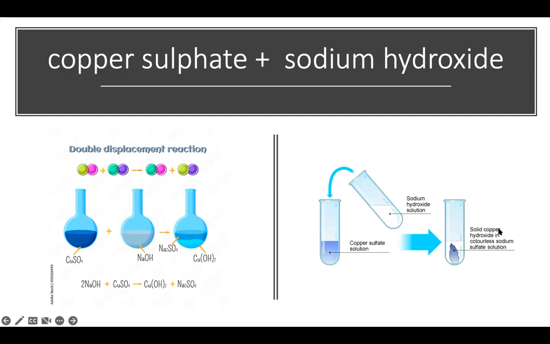Sodium sulfate is colorless, but copper hydroxide is basically blue color. Sodium hydroxide is colorless, copper sulfate is blue color. When you put it together, the blue color solid is created inside this sodium sulfate solution. So that is called a double displacement reaction, because both here interchange. Double displacement.